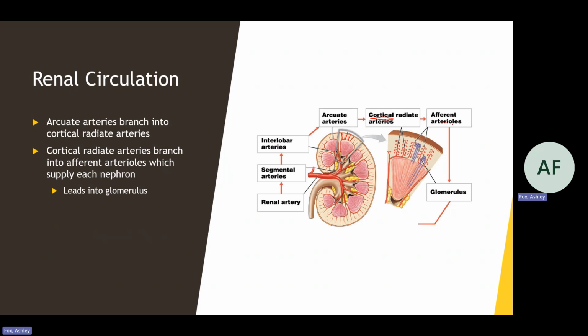Afferent arterioles are going to lead to the glomerulus. So each of these little branches right here is an afferent arteriole leading to the glomerulus, which is that tuft of capillaries that does filtration. Each one is going to supply a nephron. That's why there's a bunch of branches coming off. So each one of these is an afferent arteriole.